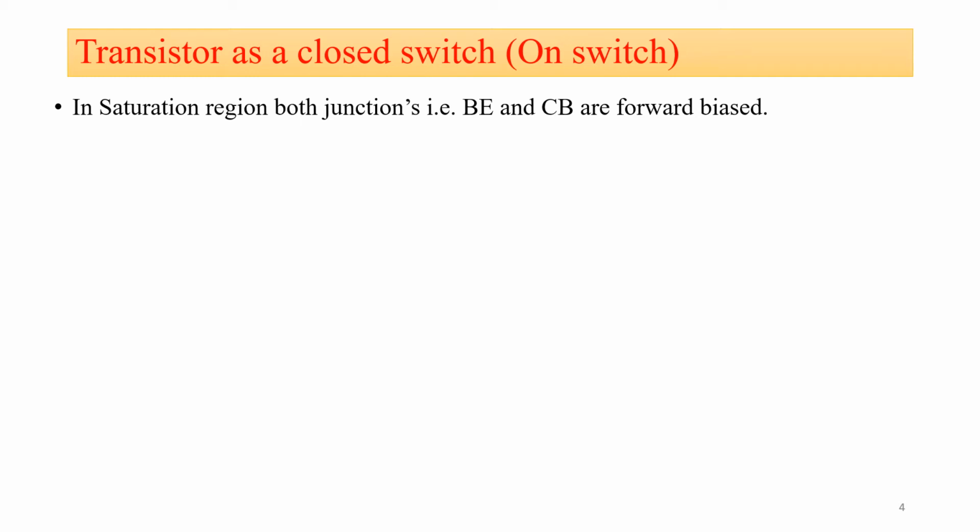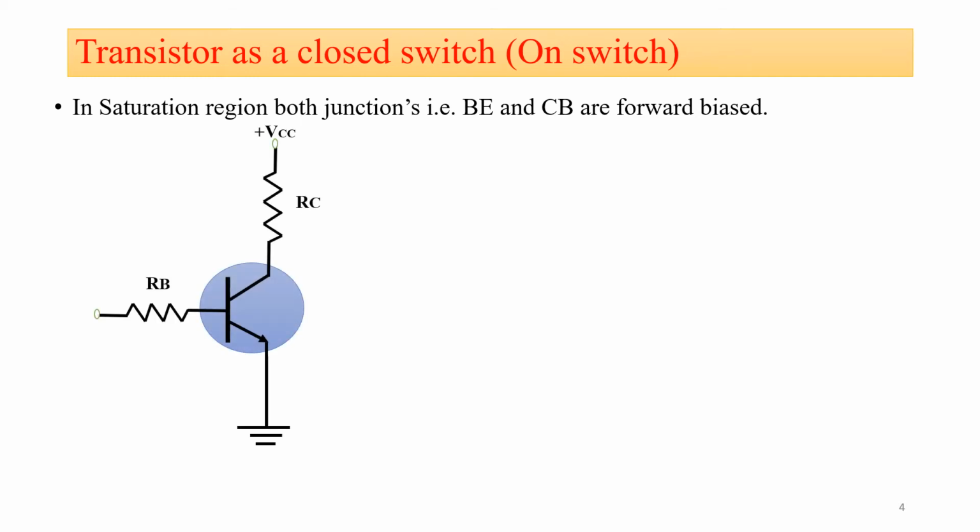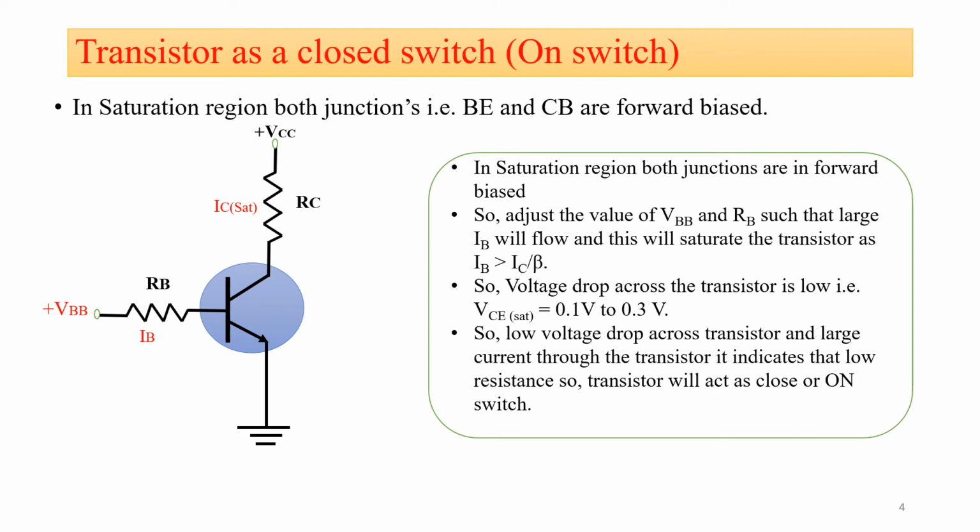Now let's design the circuit. This circuit indicates the common emitter configuration using an NPN transistor. VBB is the external biasing voltage which is applied to make the base emitter junction forward biased. When you apply VBB, the base current will flow, and due to this base current we are going to saturate our transistor in saturation region.